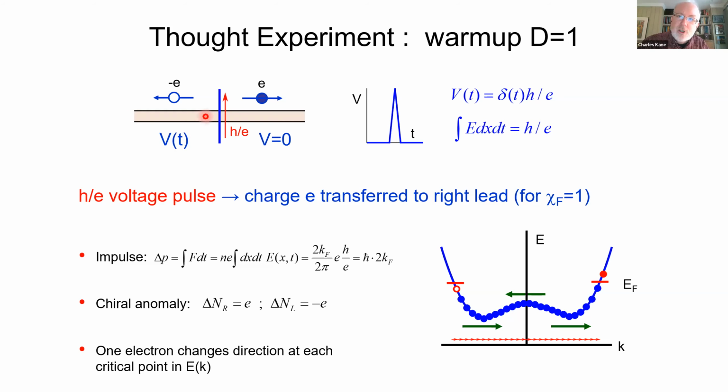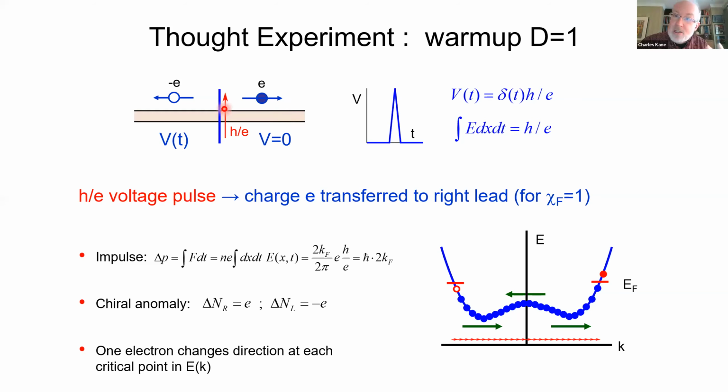So that means there's going to be an electric field on the boundary here. And I'm going to choose this voltage pulse to have an integrated area which is h over e. This is just like Laughlin's argument. If you imagine that this one-dimensional wire was then closed in a ring, then this would be exactly what would happen if you inserted a quantum of magnetic flux into the ring. So this is how it's related to Laughlin's argument.